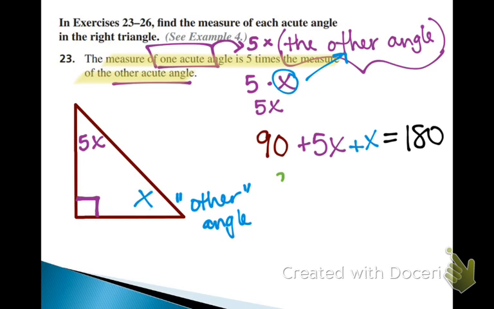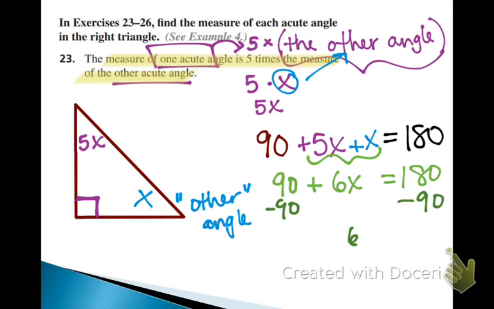Alright, so we combine like terms, we keep our 90. 5x and x make 6x, and that equals 180. Subtract our 90. 6x equals 90. Divide by 6. x equals 15. Did it ask what x was? It did not. It says find the measure of each acute angle. I'm just reading the directions here.